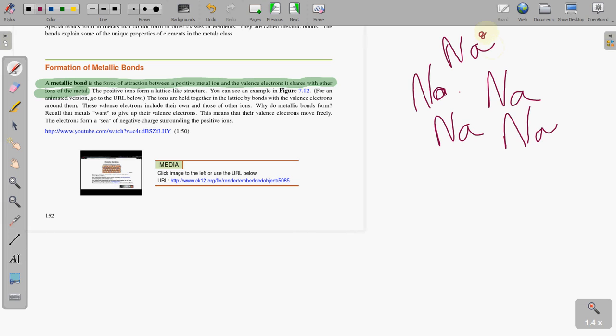They all have those valence electrons, but those electrons don't like to stay put in a metal. So they go all over the place. All of them do, all those valence electrons. So it's like each metal nucleus is surrounded by a sea of valence electrons.